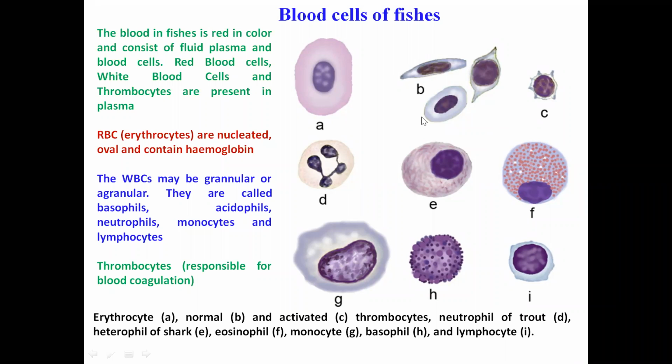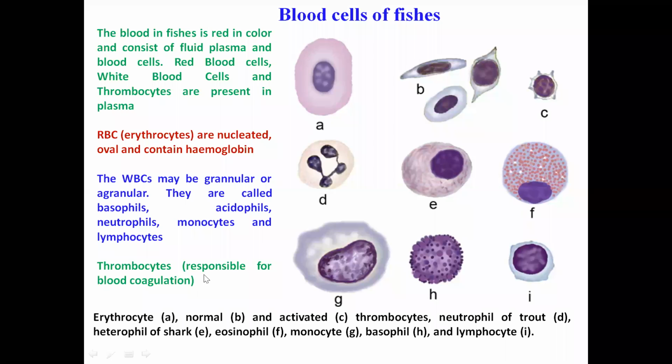So this is your RBC. This is a nucleated oval cell and it contains the respiratory pigment, hemoglobin. Then there are the white blood cells. White blood cells are of two types, the granular and agranular, and they are also known as basophils, acidophils, or neutrophils. This classification is basically based on the stain they take.